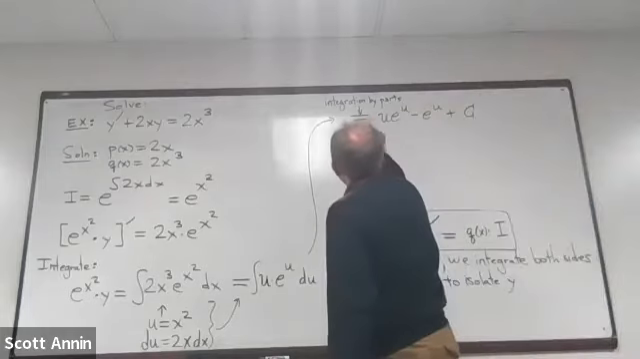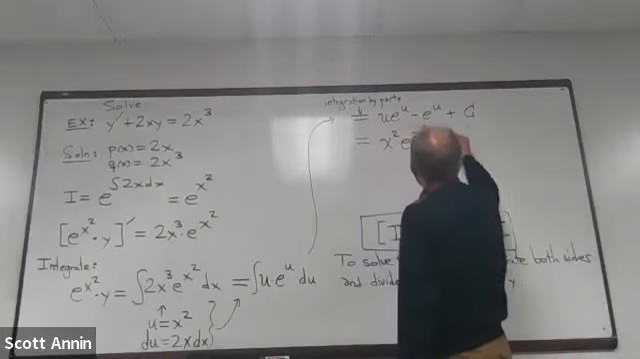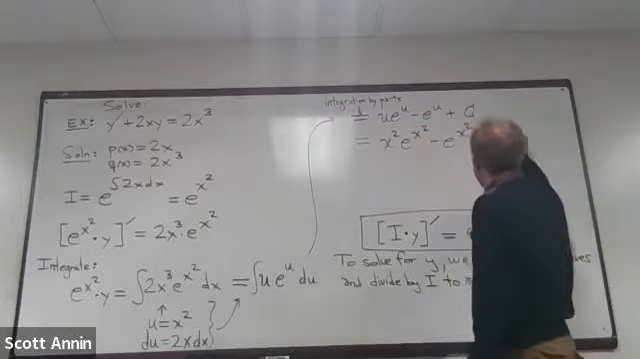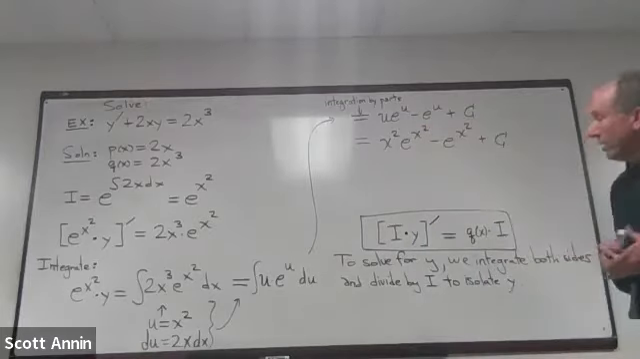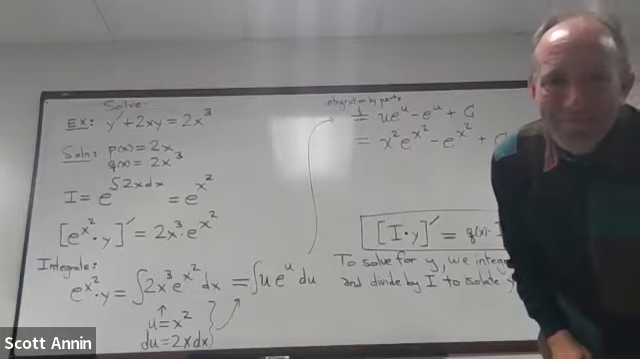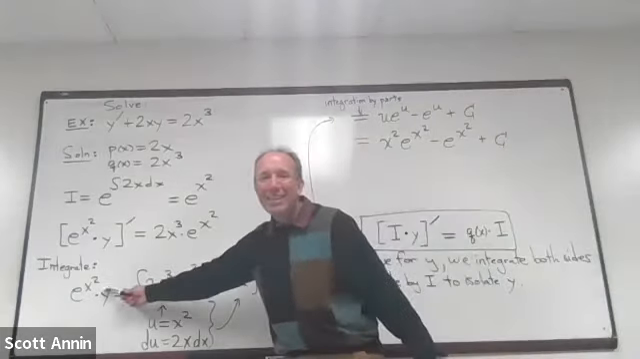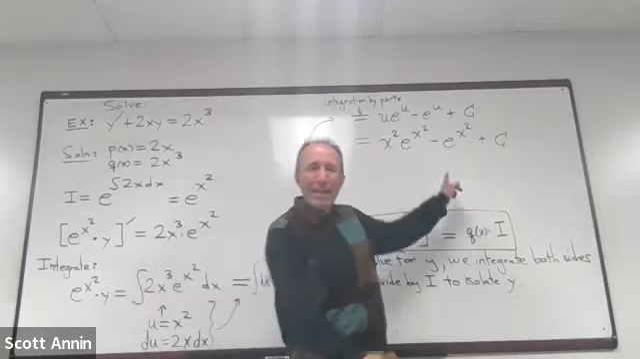And anytime you do a u substitution, you ultimately have to go back and replace everything in terms of the original variables again. So you'll see that my u equals x squared comes back into play again. So we started way over here with e to the x squared y. And now it's equal to that.